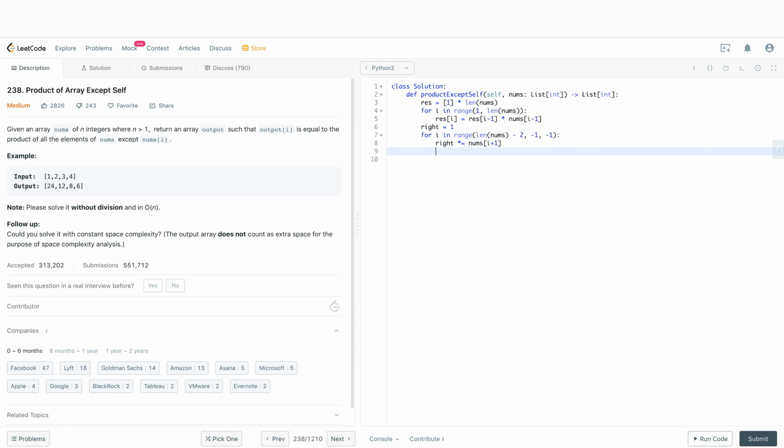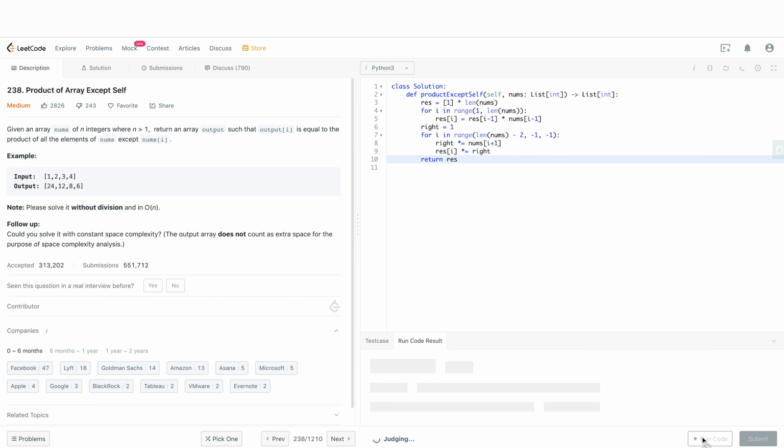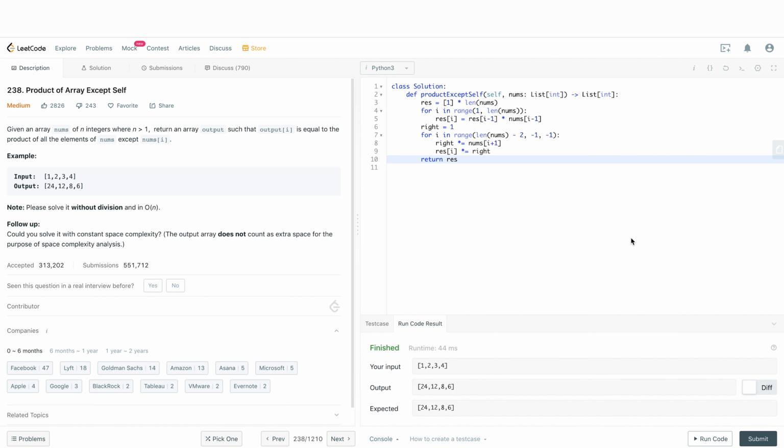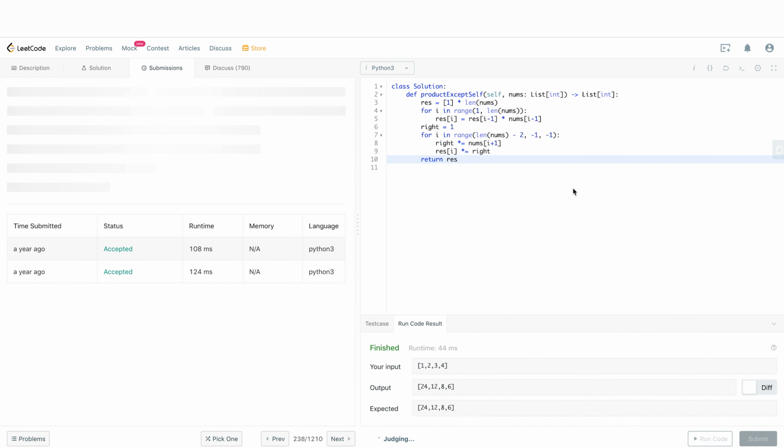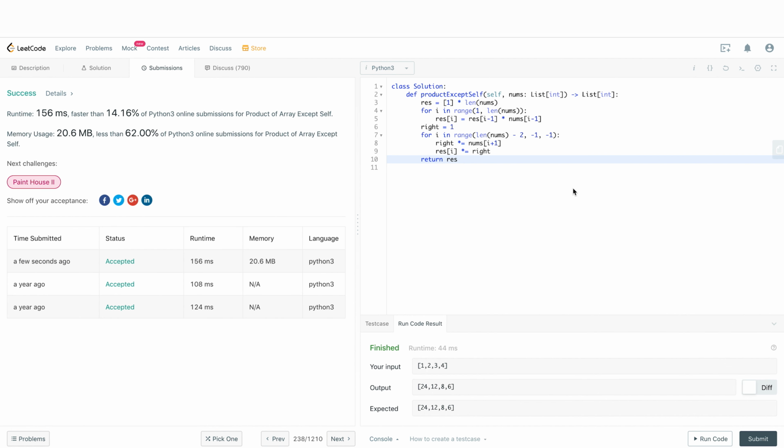And then the result is basically the resulting array, which is actually the left array, times r, which is the right side of the product. So let's do that. And then you just return the result. And that's pretty much it. All right, cool, done. And ta-da! Excellent. So that's pretty much it for this problem.